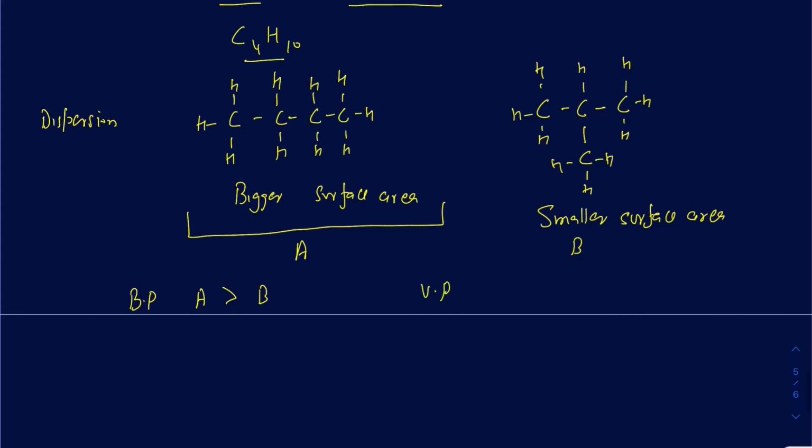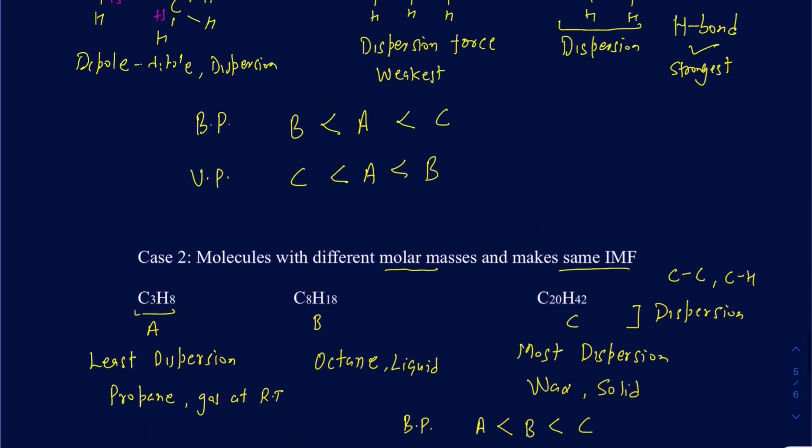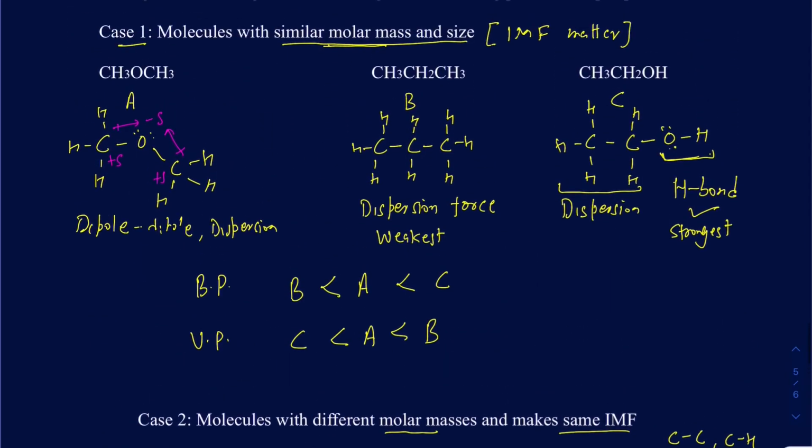And when you arrange this in terms of vapor pressure, B is going to have a higher vapor pressure than A just because it follows the opposite order of the boiling point. Okay, so those are the 3 criteria you're always going to be looking at when you're trying to determine the order of boiling points and the vapor pressures in different molecules.